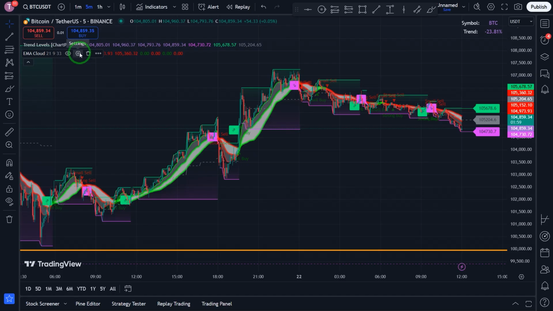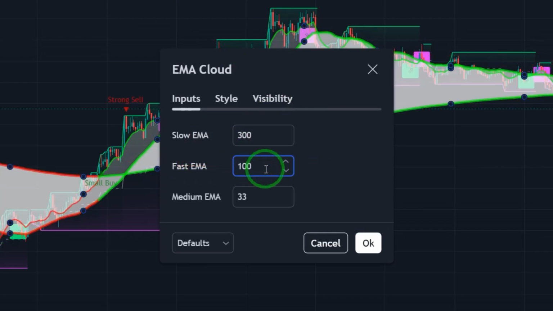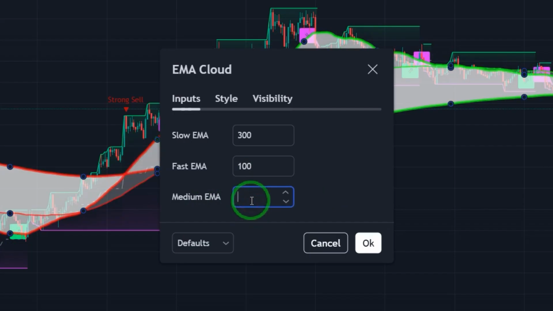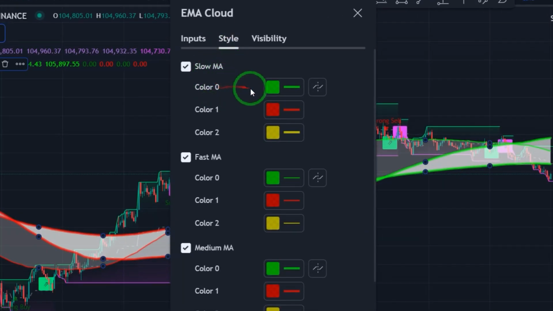Modify these settings for better trend clarity. Slow EMA 300, fast EMA 100, medium EMA 200. These settings filter market noise and focus on the dominant trend. You can personalize the colors in the Style section if needed.